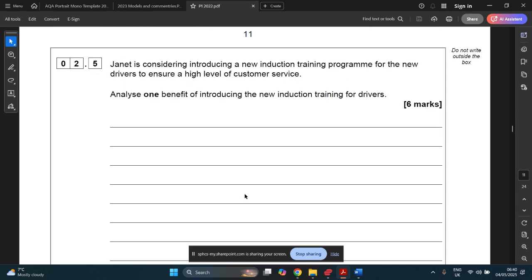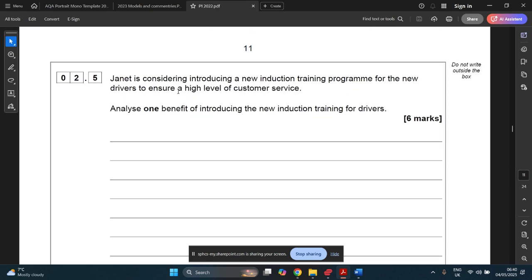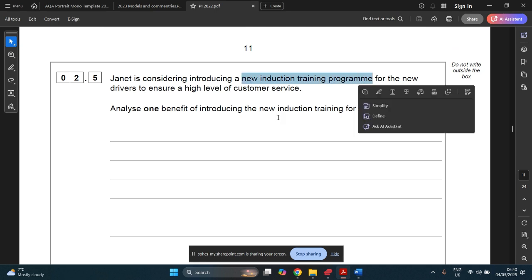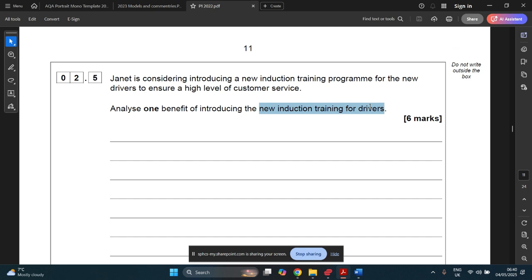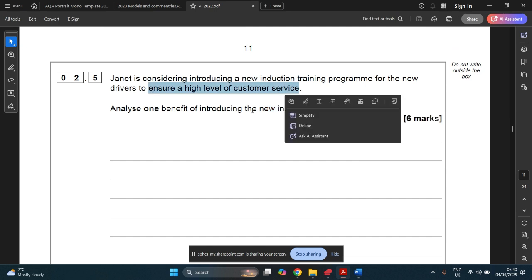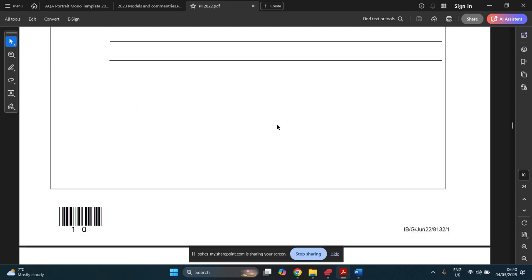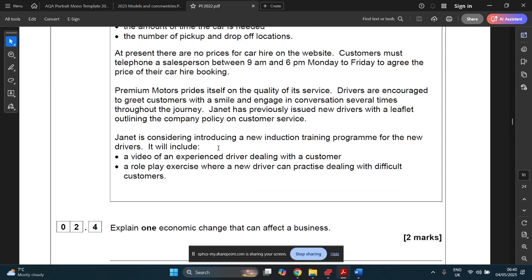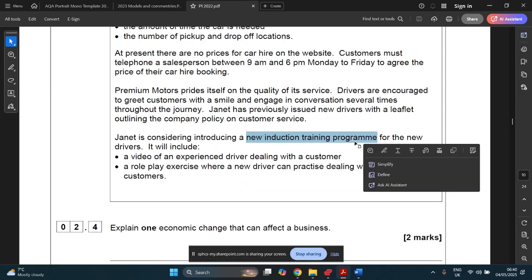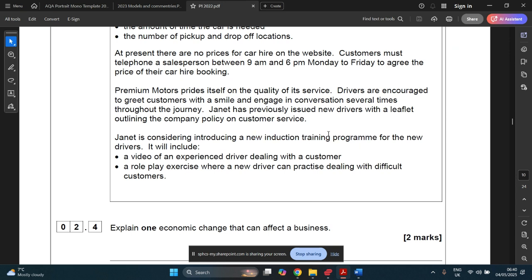So that's that. The 6 markers also have a stem. Let's get the 6 marker up. Here it is. And you're supposed to read it. In this case, the stem mentions a new induction training program. Why have they got it? To ensure a high level of customer service. So that's going to be what I mention in my 6 marker, this high level of customer service. I go back to the case study and I find the key term in the case study, new induction training program.